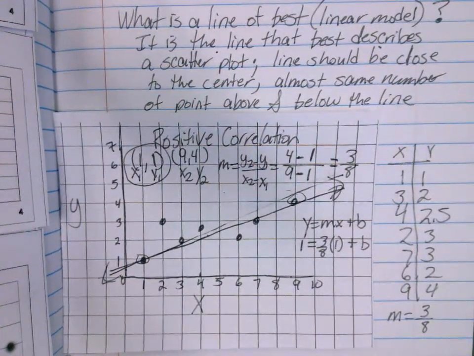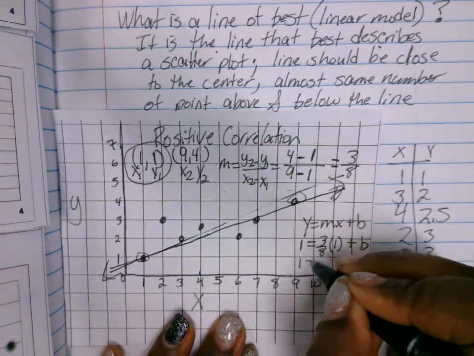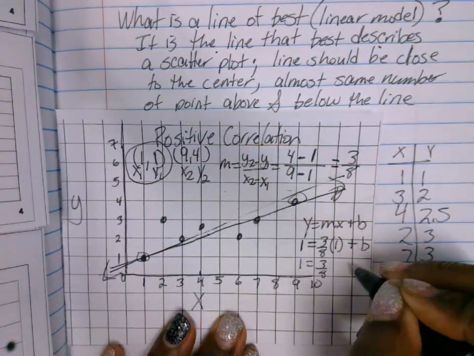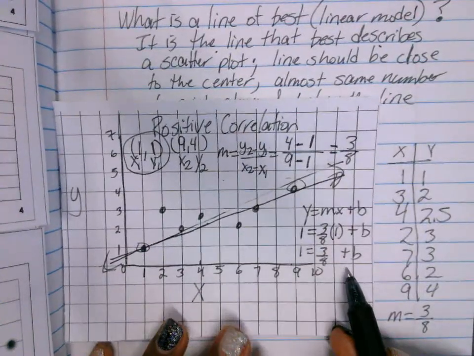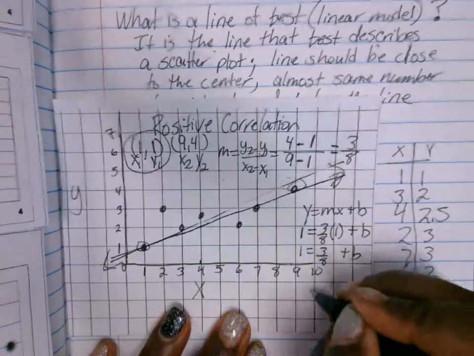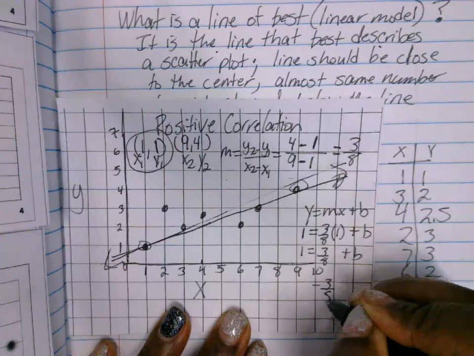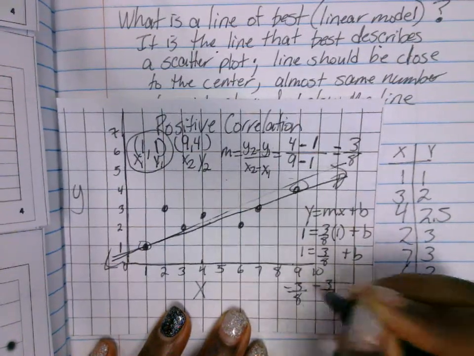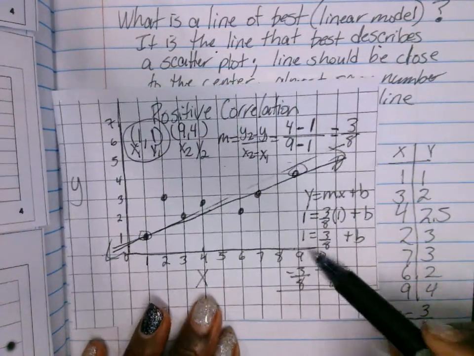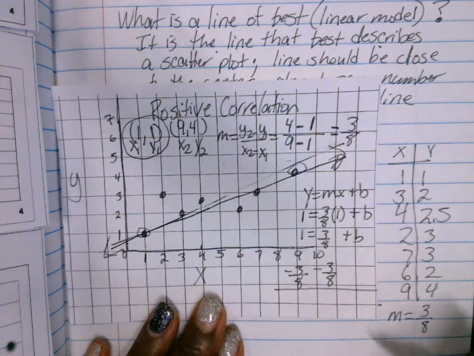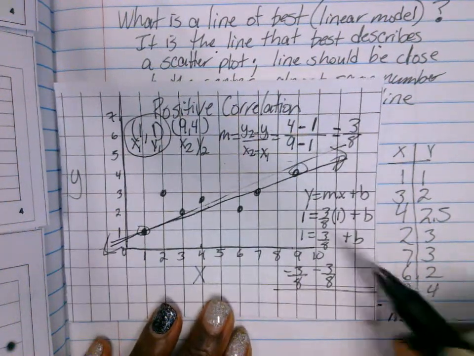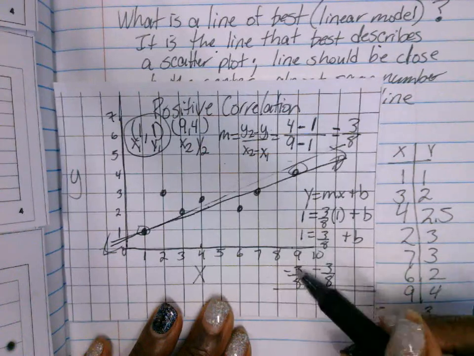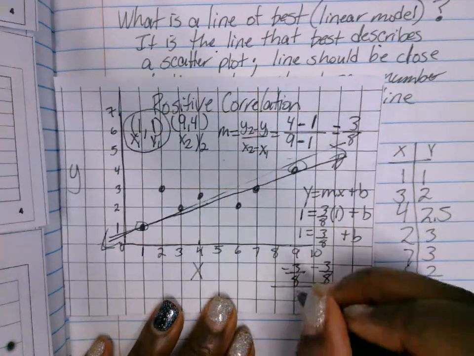Good job. What's 1 times 3/8? 3/8. So we got 1 is equal to 3/8 plus b. So what do we do to get b by itself? Minus 3/8. When you subtract 3/8 on both sides, what's 1 minus 3/8? 8 over 8 is 1. 8 over 8 minus 3/8 is 5/8.